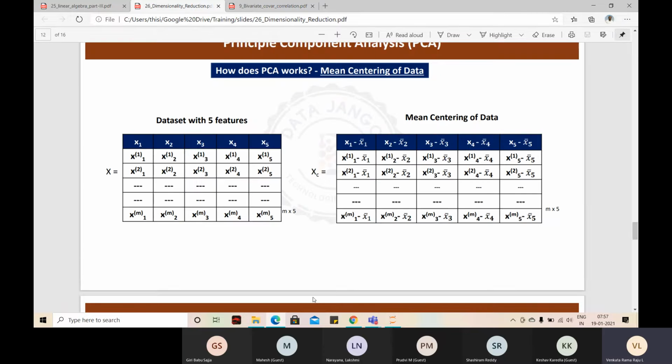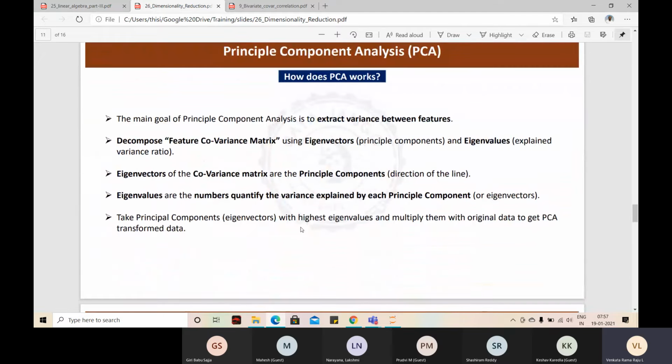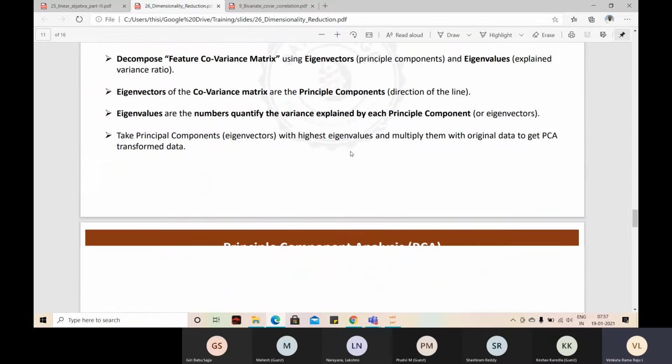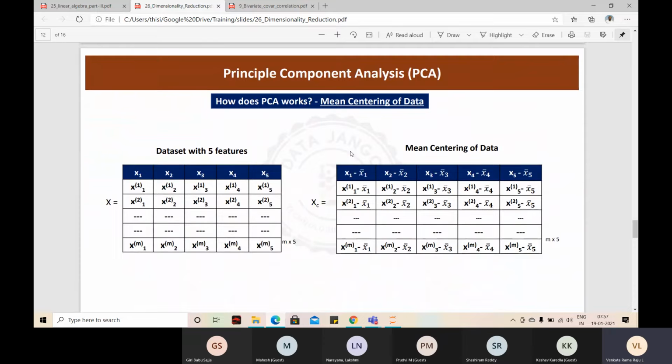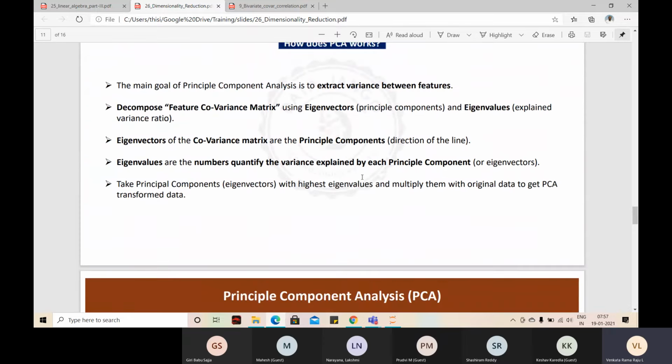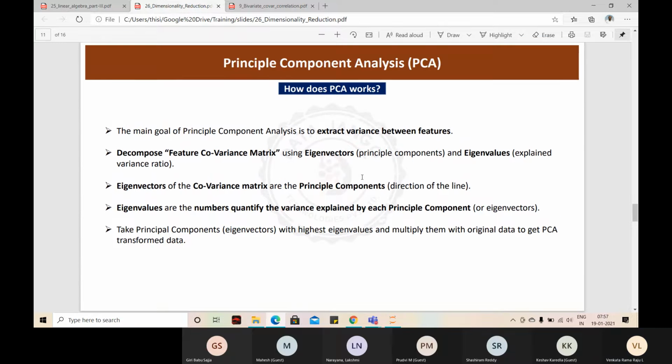So first we need to generate the covariance matrix, because PCA is trying to extract the variance between features. On top of it, if we apply eigenvalue decomposition, that's it, right? We'll find the principal components. Do you agree with my statement? Can you repeat, sir? The main goal of principal component analysis is to extract the variance between features.